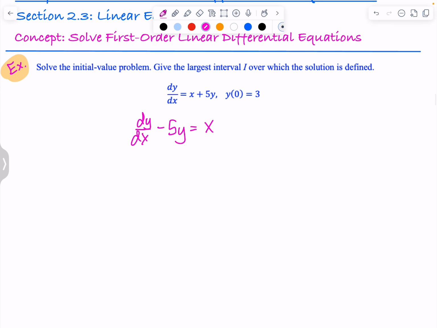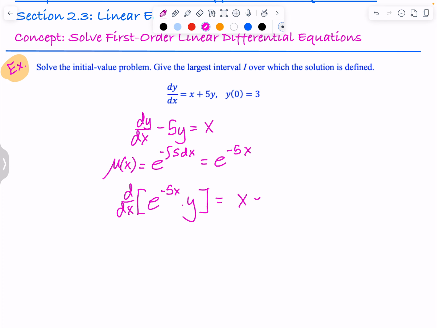Right. These first problems, the method's going to be pretty straightforward because we're just working really on the IVP part. So this is e to the negative 5 dx, right? And that's equal to e to the negative 5x. So there's my multiplier. I'm going to multiply it by both sides. That's going to give me d/dx of e to the negative 5x times y. And then I have to multiply the other side by that same thing.